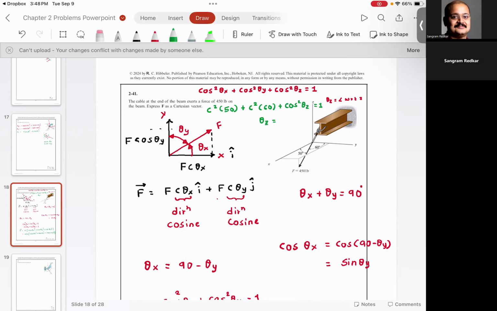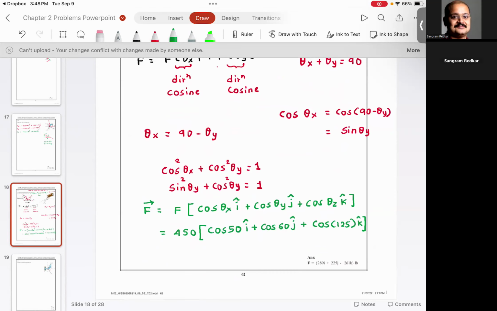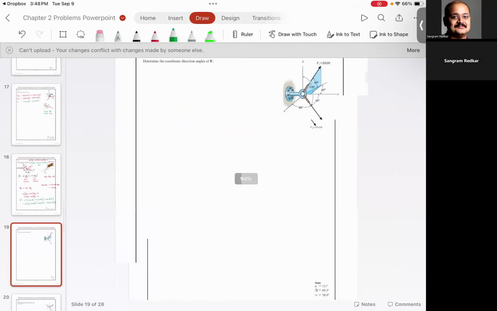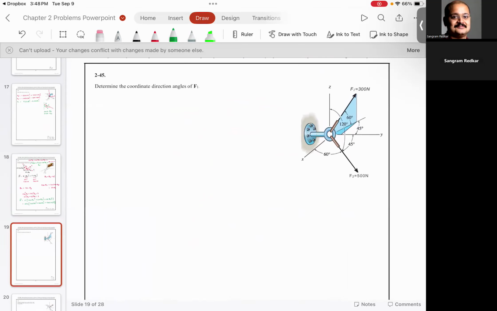With that relationship, we found out theta z, and then we express this in a Cartesian coordinate system. Everyone understood this? Okay, next problem. This problem is a little challenging, and can I give this problem to you as homework?